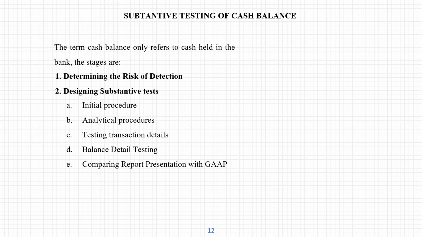Number five, comparing report presentation with GAAP. Determine whether cash balances have been identified and classifications are appropriate, and determine that bank overdrafts have been reclassified as current liabilities. Conduct Q&A with management, review correspondence with banks, and review board of directors meeting minutes to determine matters requiring disclosure such as credit lines, collaterals, loans, compensating balance agreements, or other restrictions on cash balance.